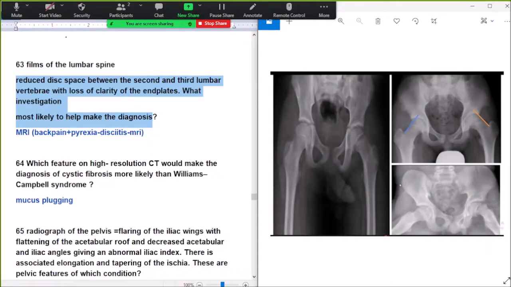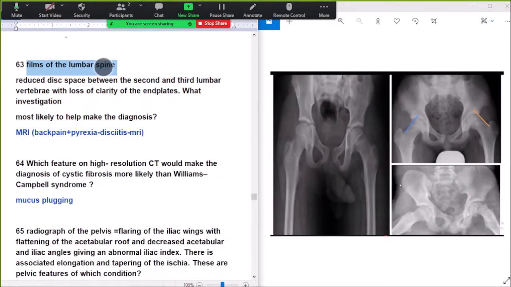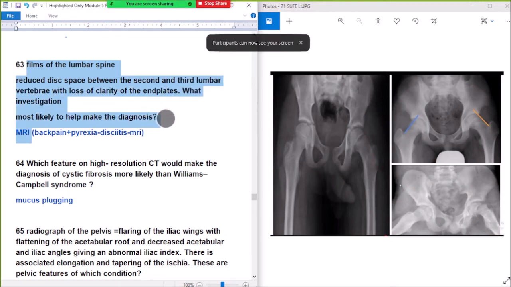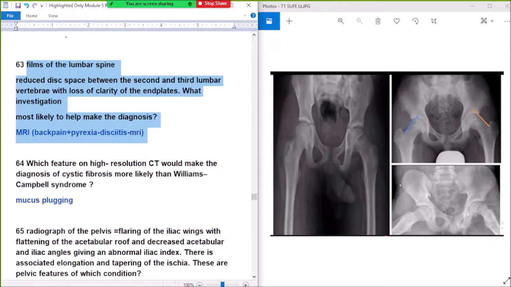Bismillahirrahmanirrahim. Question number 63. Film of the lumbar spine shows reduced space between the second and third lumbar vertebrae with loss of clarity of the end plates. What investigation is most likely to help make a diagnosis? MRI. Because the patient has back pain and paralysis, we have to use an MRI scan.